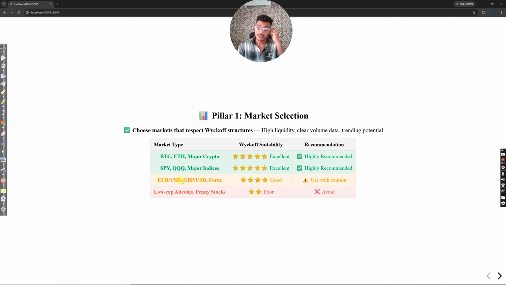You can also trade forex. It's good to have them, but use with caution, because some brokers don't provide volume data. And if you're a beginner, please don't invest your time in low cap altcoins or penny stocks. Just first learn the concepts, then you can apply them later on in your trading journey.